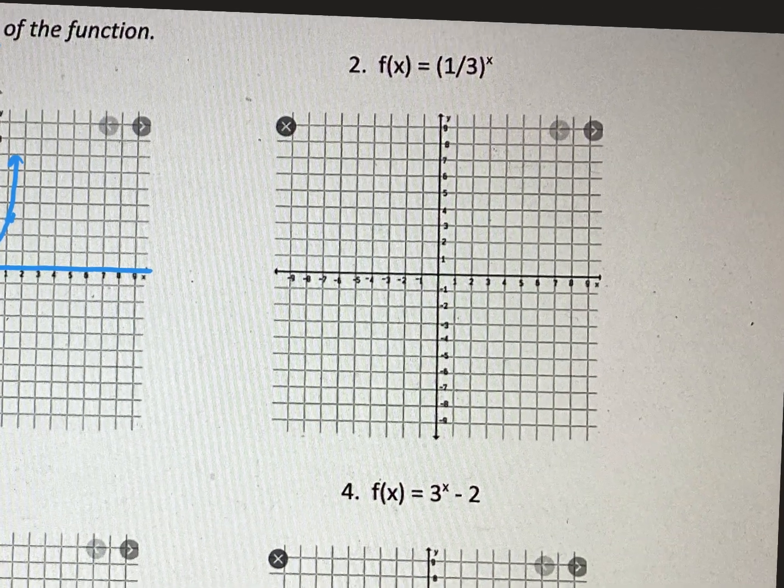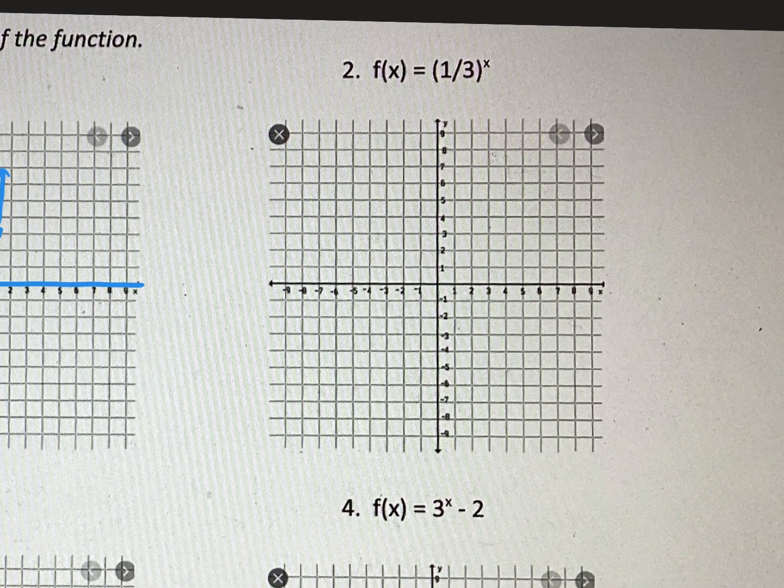Number two, because it's a fraction, it's going to be exponential decay. So it's going to fall from left to right. Still no shift, so my asymptote is still there. Still a point there. If it's decay, you have two options.